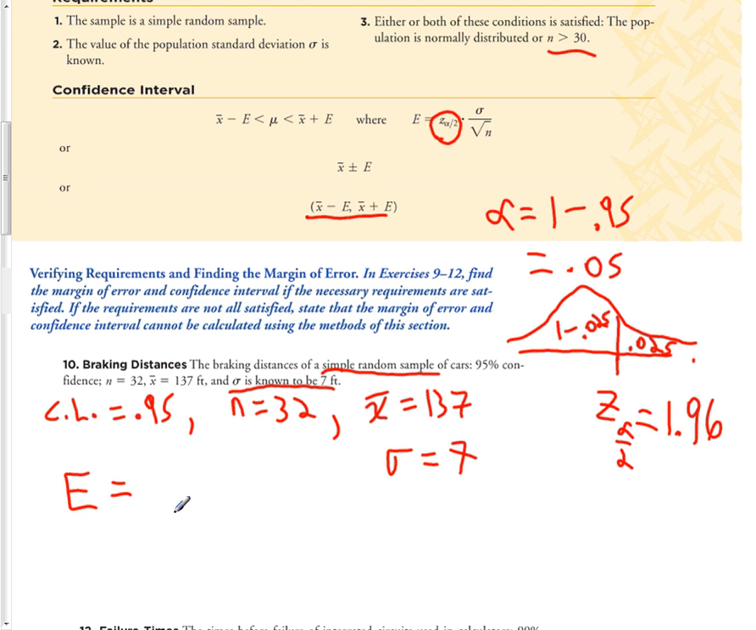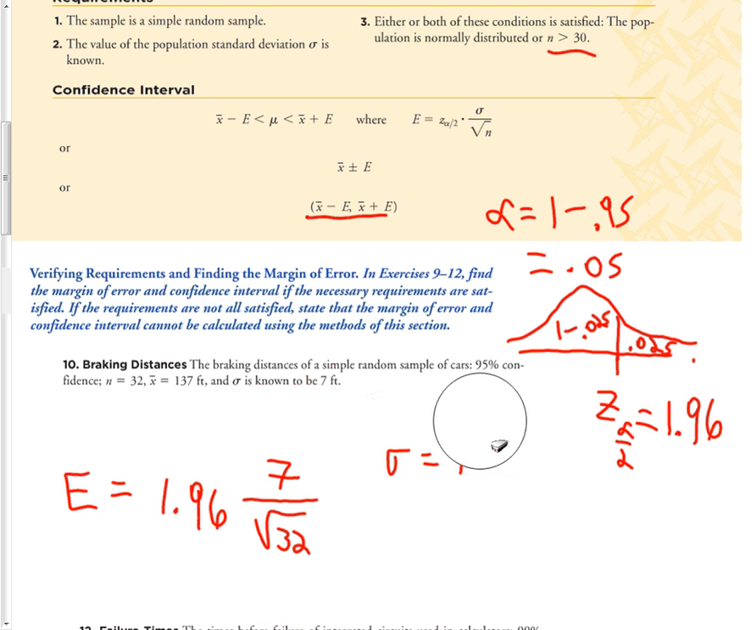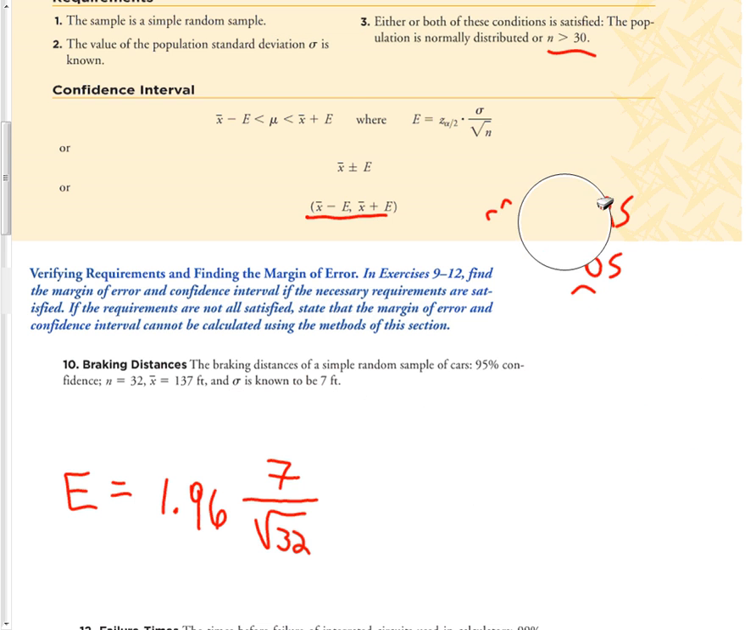The margin of error is going to be the z of alpha over 2. The z of alpha over 2, we already said, was the number 1.96. We just found that. And we're going to multiply that by sigma, which is 7, over the square root of n, which is over the square root of 32. So we're going to do this calculation, and this calculation is going to give us our margin of error. So let's go ahead and do that.